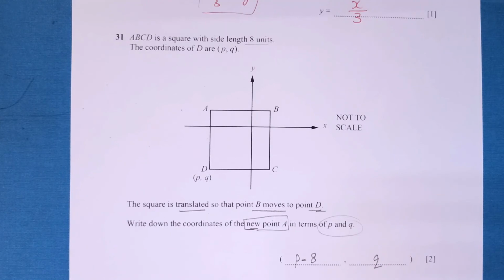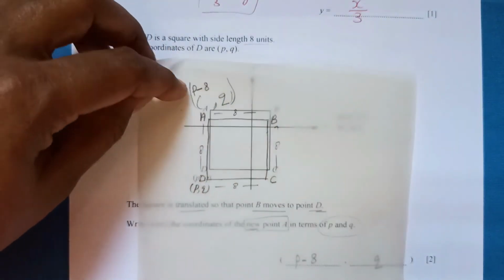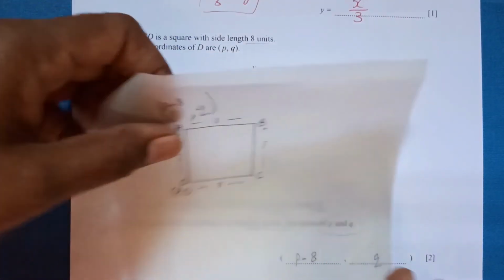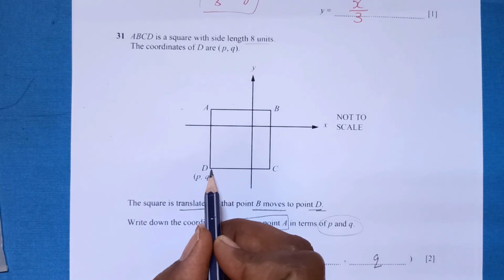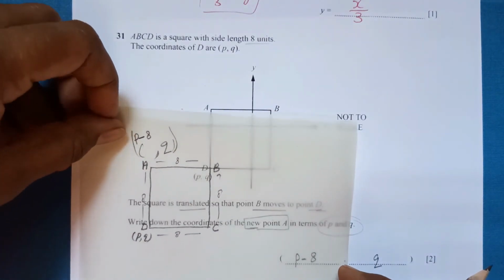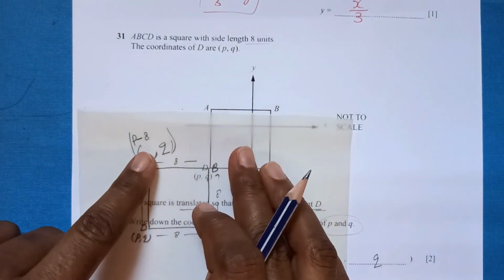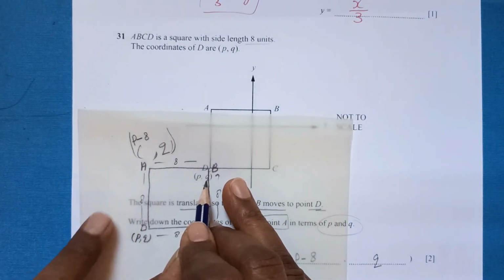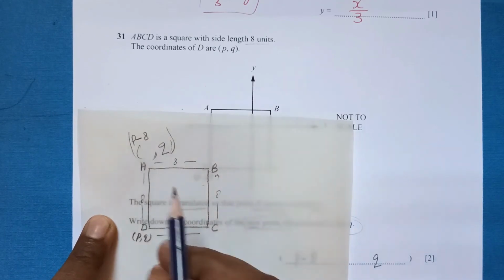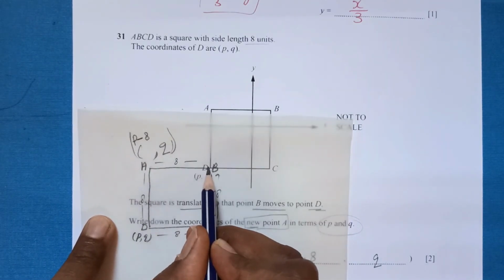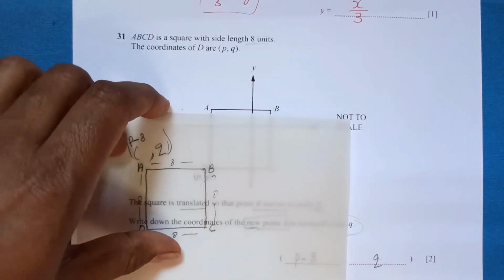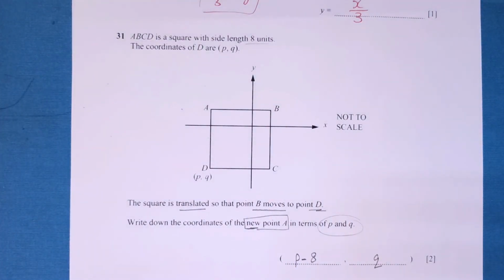Let me explain you again. This question is a bit tricky. So B is moved down here. So when A is coming like this, A is here. As you can see, this Y coordinate remains the same. So that is Q. So Q will remain here, and P is moved 8 units towards the left-hand side. So that means P minus 8. So this answer will be P minus 8 here.